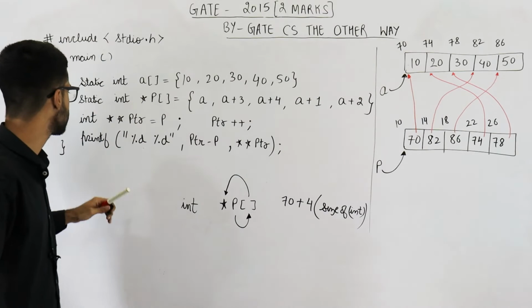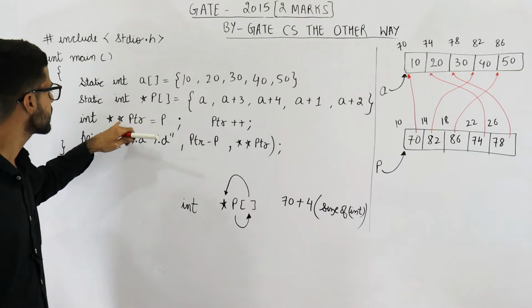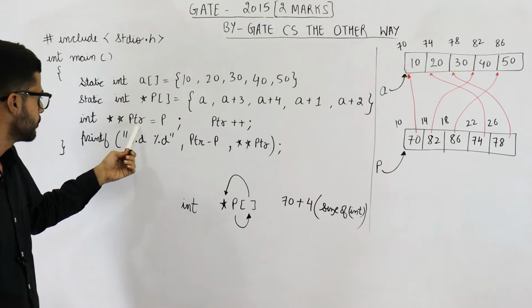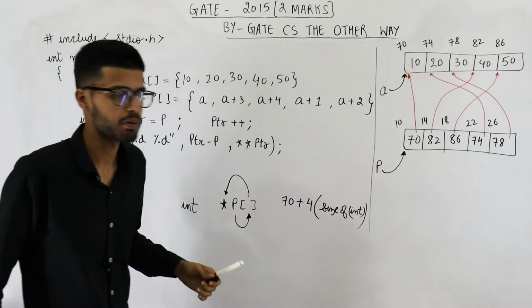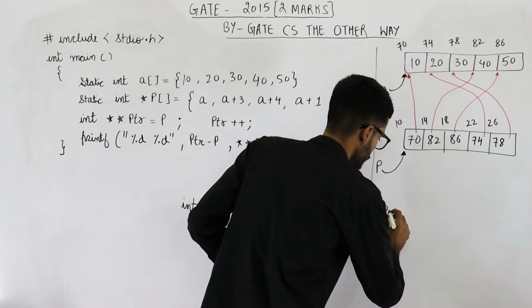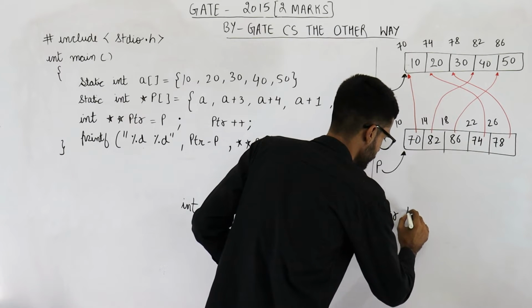Now let us come to next line. It says int star star ptr. That means ptr is a pointer to a pointer to integer. So ptr is a double pointer. Suppose this is ptr.